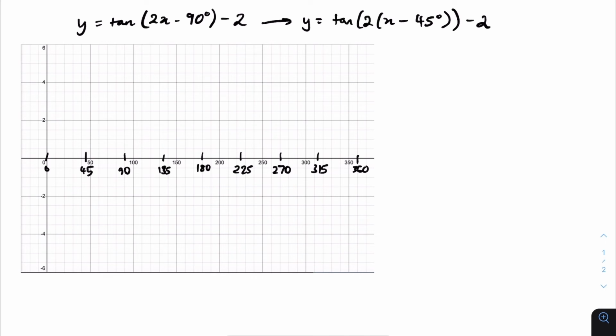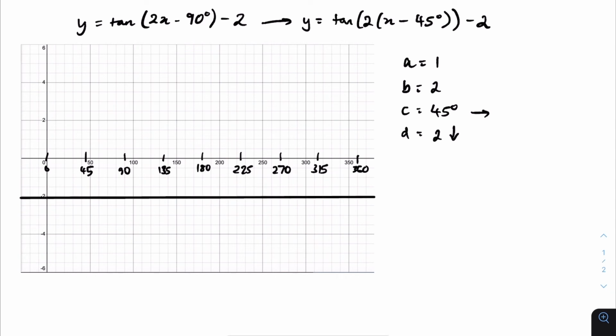minus 2. All right, so that's our function now, and we can identify our a to be 1, that's our amplitude, b is 2, c is 45 degrees to the right, since it's counterintuitive, and d is 2 units down. All right, so 2 units down, we're going to start with that. So let's draw our principal axis right there. So that's -2. And let's now move on to the asymptotes.